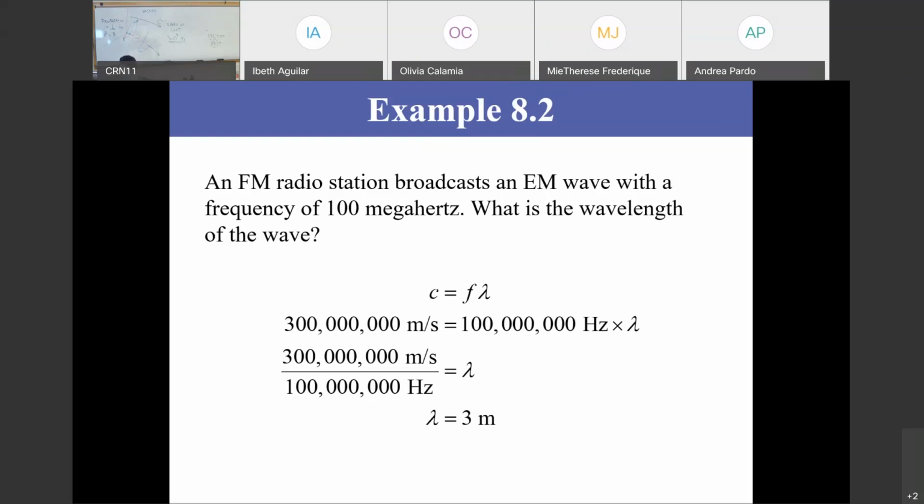Now, normally FM radios are in the megahertz range, right? 100 megahertz, yeah. So they have a high frequency. Now, the wavelengths are also sort of large, 3 meters, in comparison with the wavelength of light. The wavelength of visible light is on the order of 400 to 700 nanometers. A nanometer is 10 to the negative 9 meters. So you can get an idea.